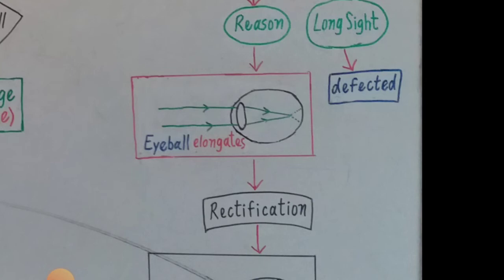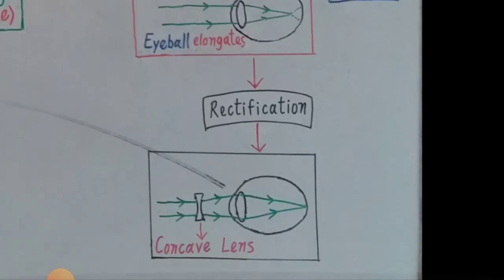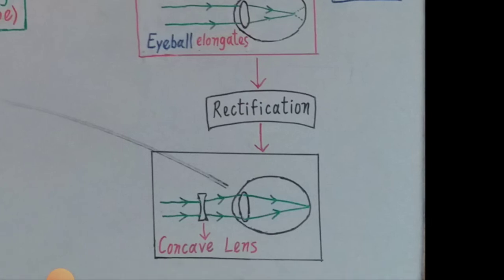This defect can be rectified by placing a concave lens in front of the eye of the person using glasses. The light rays coming from the distant object, when they pass through the concave lens, diverge slightly. So when these light rays pass through the eye lens of the person, these two lenses together converge these light rays on the retina, so the image is formed clearly. So this problem is rectified by using a concave lens.